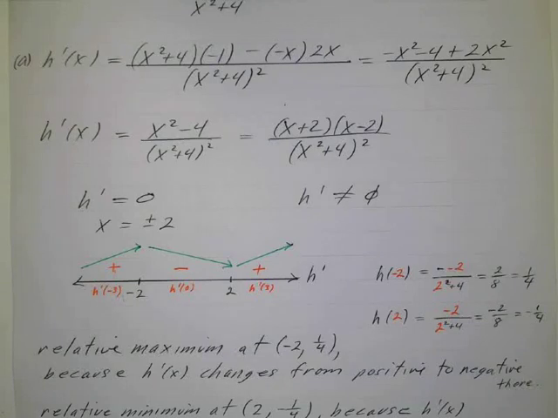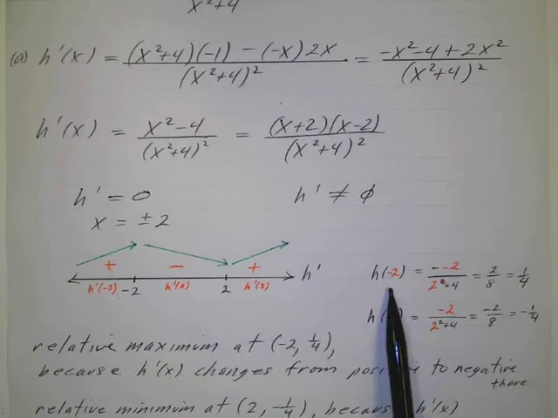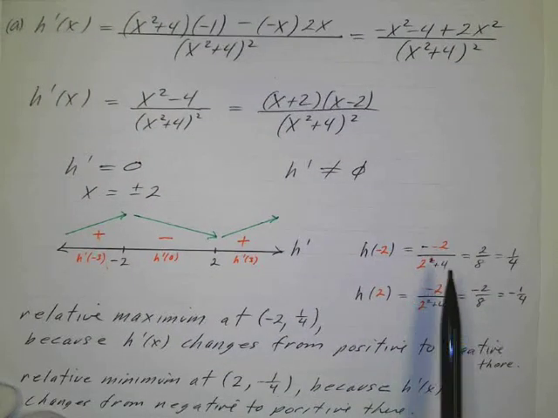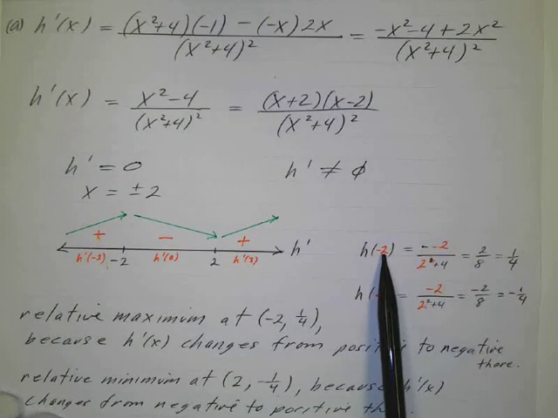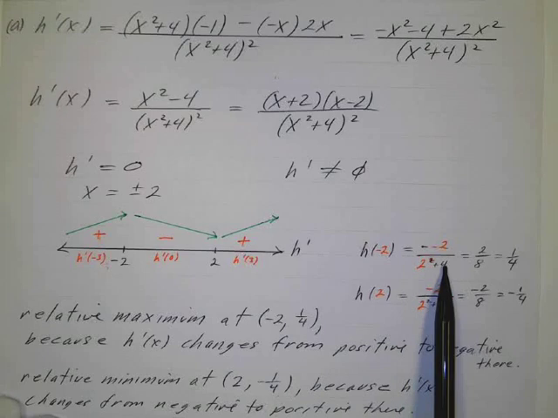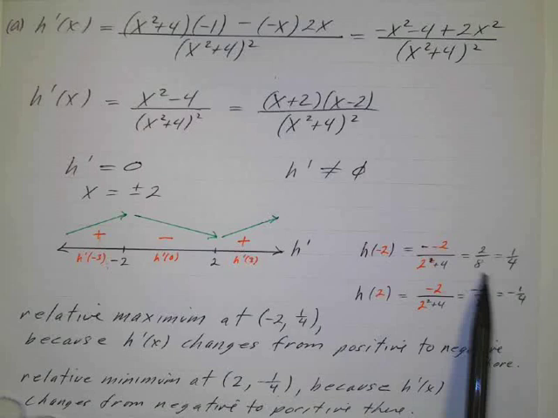So I want to find the values that go with them so I can have my points, my relative maximum and relative minimum. Looks like I have a relative maximum here and a relative minimum there. So we'll go over here to our original function. This is h of x equals negative x, all over x squared plus 4. So we put negative 2 in there, so there's a negative in the function. So negative times negative 2 is positive 2, over 2 squared plus 4. So that's 4 plus 4 is 8, and that's a positive 2, so that's 1/4.